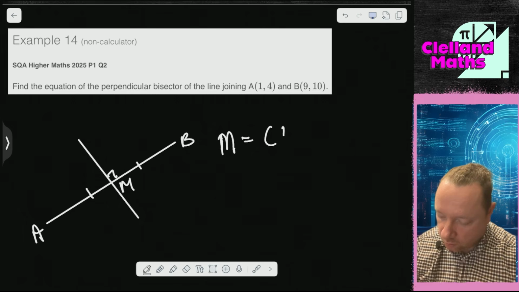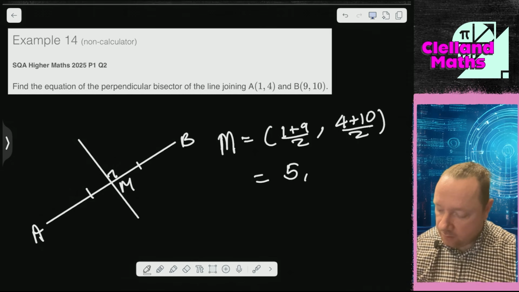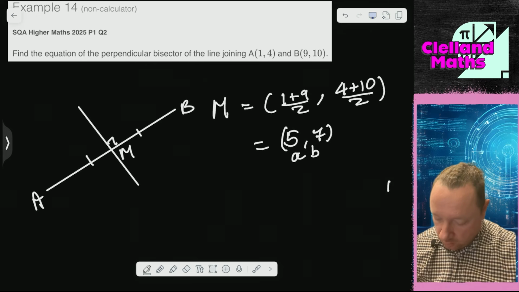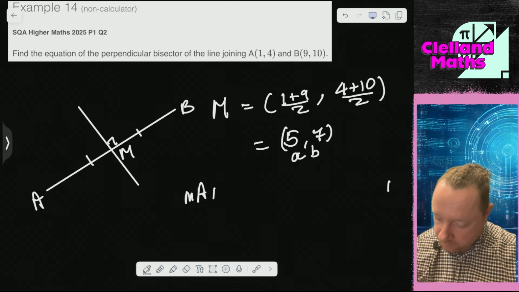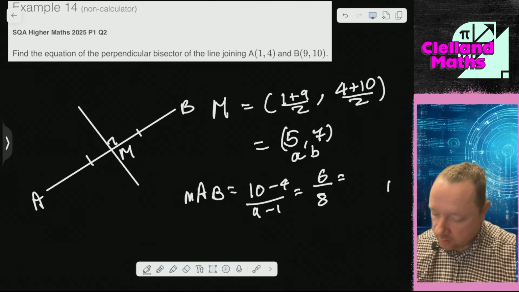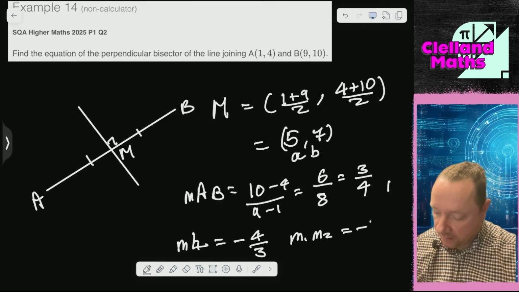So I need my midpoint, I'll call that M. M is equal to 1 plus 9 divided by 2, 4 plus 10 divided by 2. That's 10 divided by 2 is 5. 14 divided by 2 is 7. 5, 7. Good. Now, I'll make that a capital M because it looks awful. Now, let's move on to our gradient. The gradient of A and B is 10 minus 4 over 9 minus 1. That's 6 over 8, which is 3/4. But it's perpendicular. So the gradient of our perpendicular is minus 4/3 because m1 m2 equals minus 1.